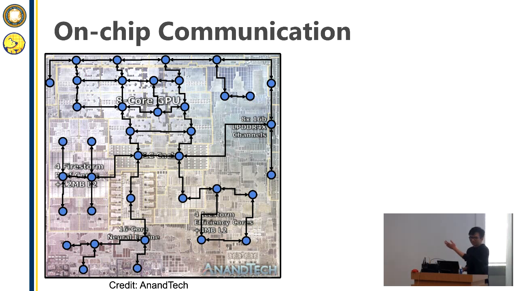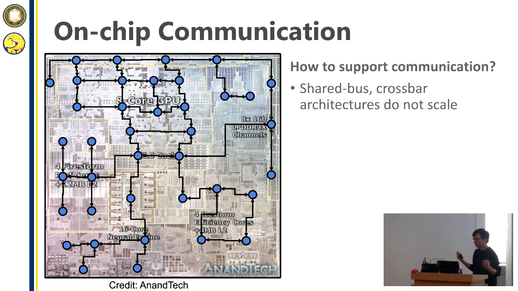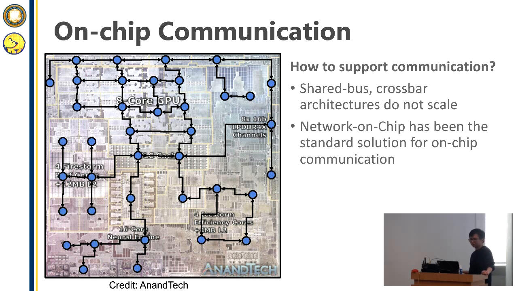This is an example, an imaginary topology for the NoC that I made up for an Apple M1 SoC. But essentially, shared bus or crossbar architectures don't really scale when you're building chips of this magnitude. So building a network on chip has been the standard solution for on-chip communication for decades.